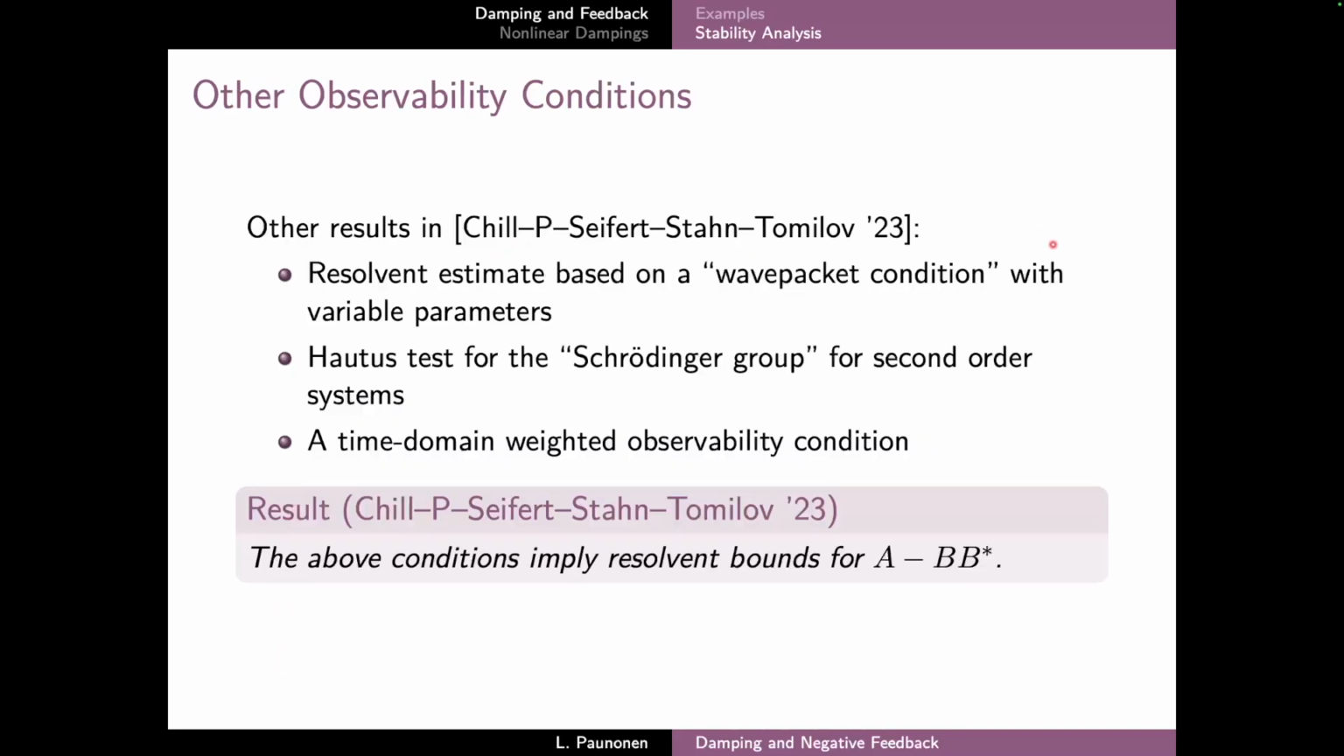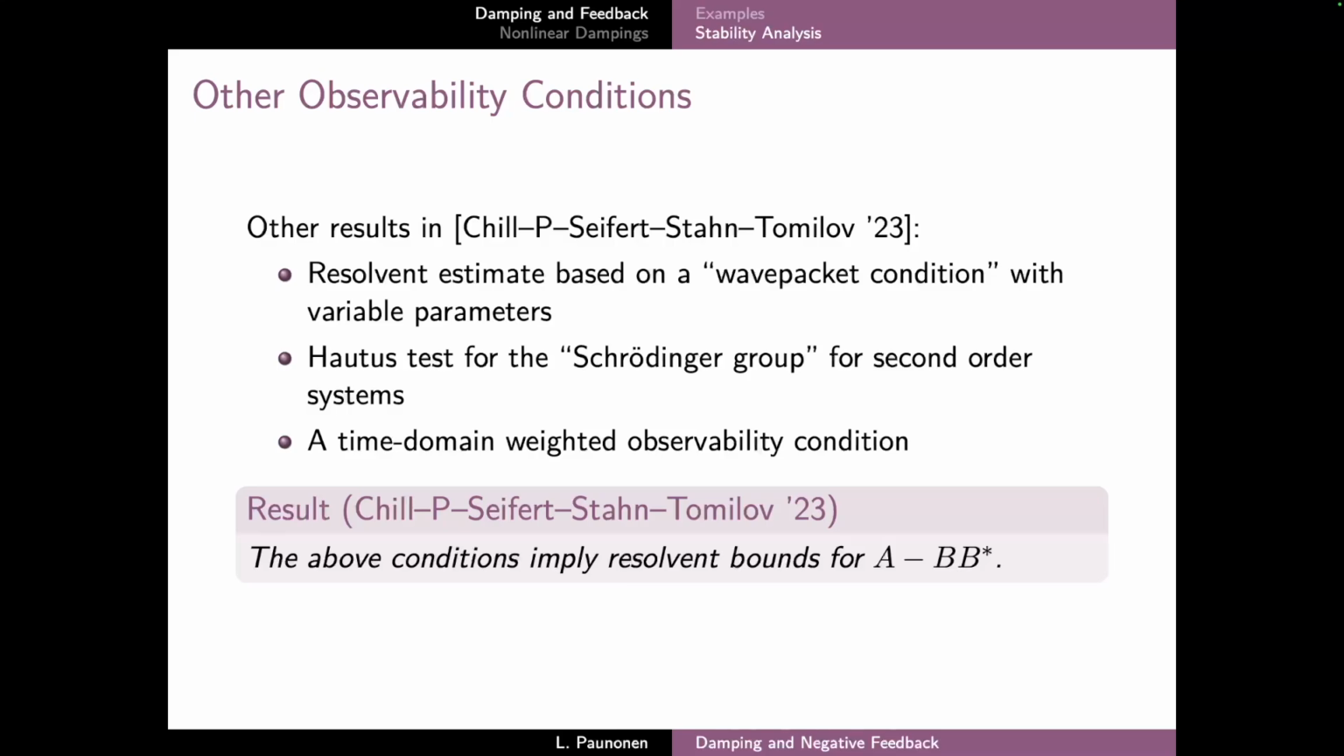And this result was presented in our paper from 2 years ago. And this is just one sample of the results we presented. In addition, in this paper, we investigated several other different observability type conditions, some of which are applicable especially in the case where A is a skew-adjoint operator, and some applicable for abstract second order systems, especially for the wave equations, as well as for some time domain type conditions.